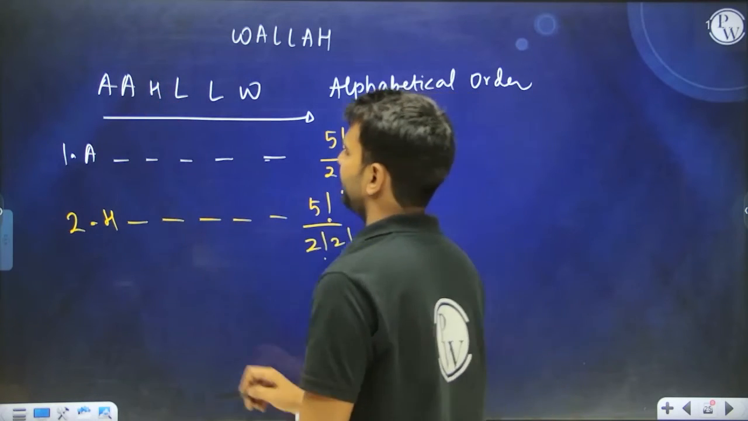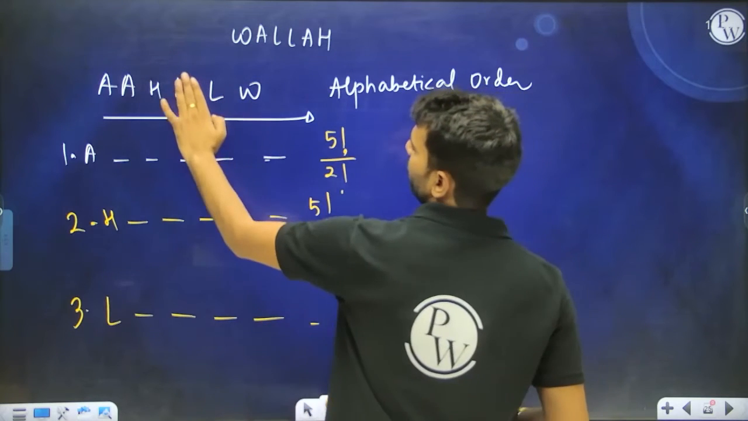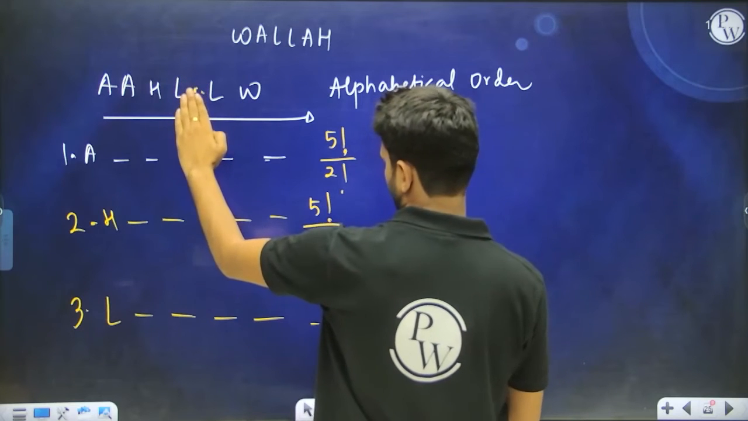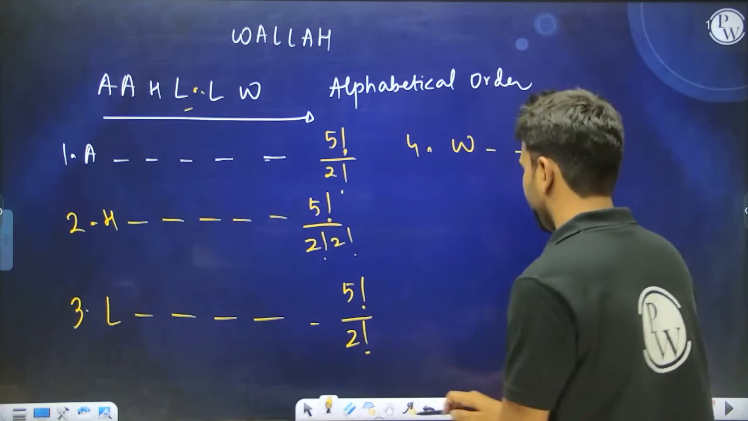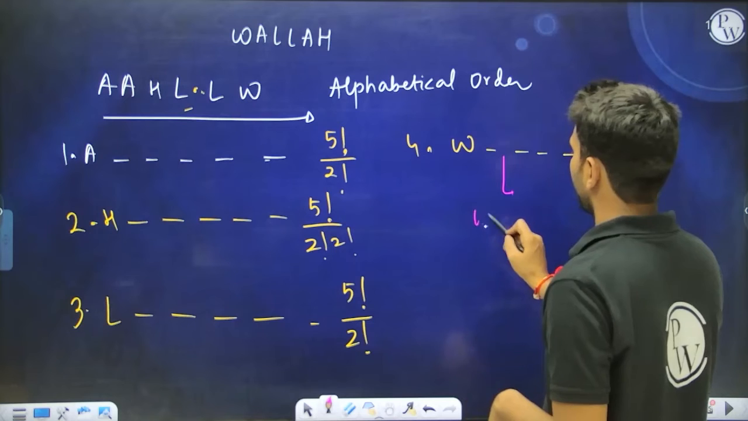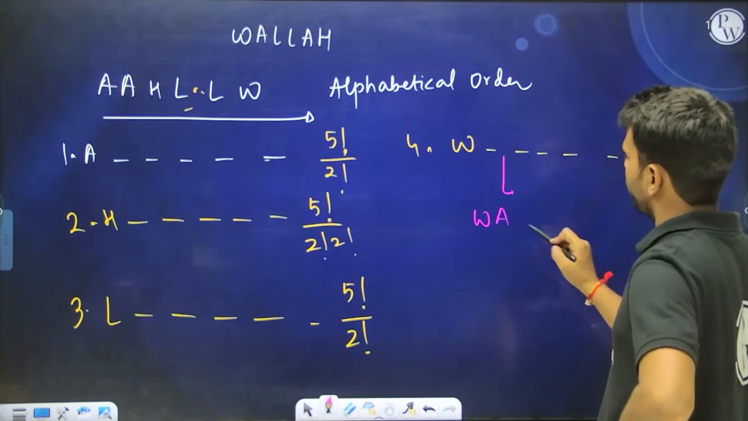Then the words starting with L will be written. If you are writing down the words starting with L, then these are the 5 letters out of which 2 are identical. So 5 factorial by 2 factorial. Okay, then the words starting with W will come. In this category only Wallah will come. So over here the next category will be WA, and inside this only Wallah will come.